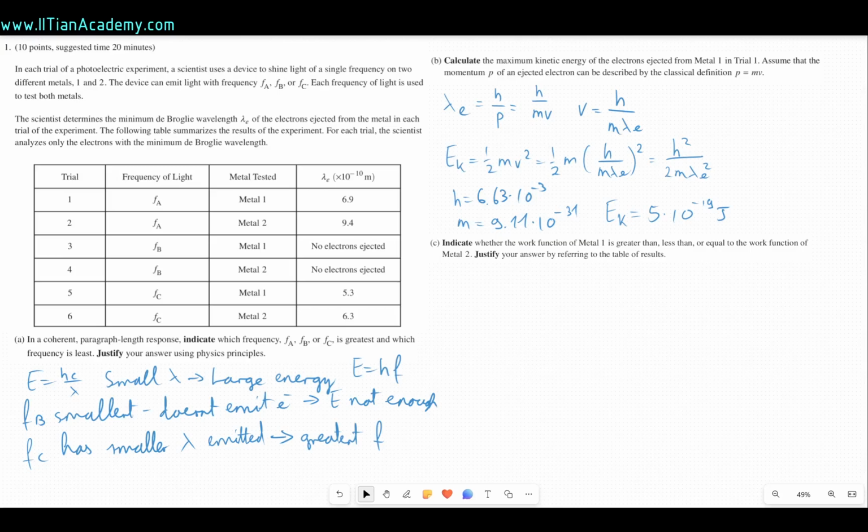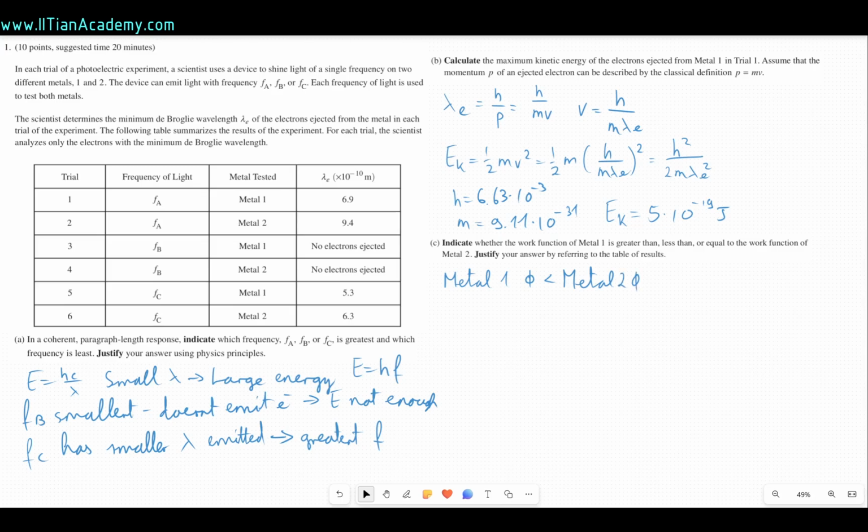And in part C, we need to indicate whether the work function of metal 1 is greater than, less than, or equal to the work function of metal 2. We need to refer to our table of results. And what we will see is that the work function of metal 1 is going to be less than the metal 2 work function.